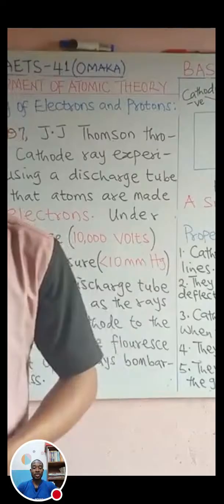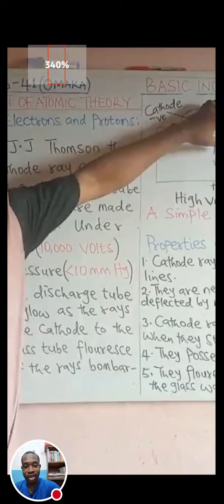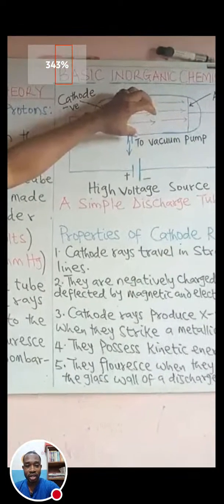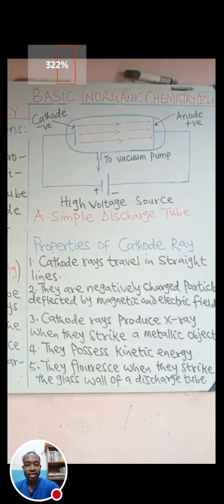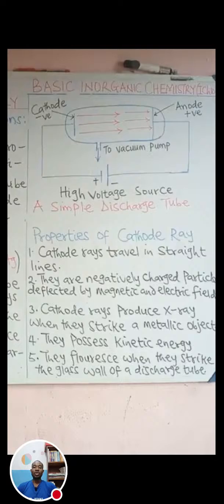Okay, if an examiner asks you, how can you make a discharge tube to glow? How? All you have to do is to subject a gas inside it to a high potential difference of about 10,000 volts. The voltage should be about 10,000 volts. But then the pressure should be less than 10 millimeter of mercury. So the pressure is expected to be what? Low. Once this condition is satisfied, the discharge tube will begin to glow.